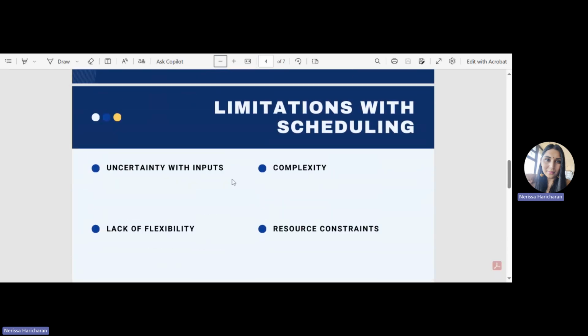Then we want to talk about the limitations when it comes to scheduling. So the first one is uncertainty in your inputs. Many of your scheduling techniques rely on what your forecasted demand is, so what the business is forecasting the demand to be, or how long it takes a task to be completed, which may not always be accurate. Different changes in customers' orders can disrupt a schedule. So here you have a bit of uncertainty because your forecast is an input and you don't know what is causing the change.